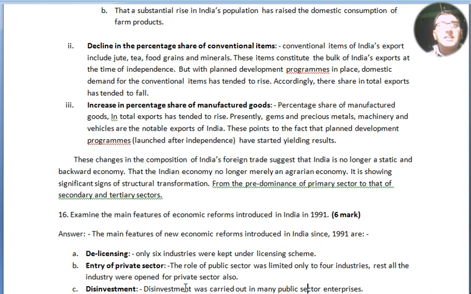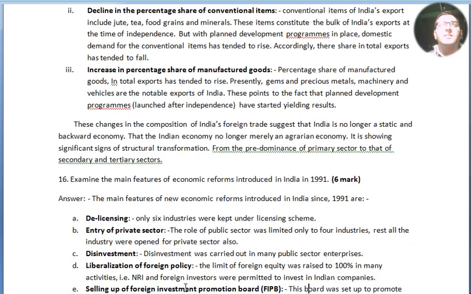These changes in the composition of India's foreign trade suggest that India is no longer a static and backward economy, that the Indian economy is no longer merely an agrarian economy. It is showing significant signs of structural transformation from the predominance of primary sector to that of secondary and tertiary sector. Question number 16. Examine the main features of economic reform introduced in India in 1991.